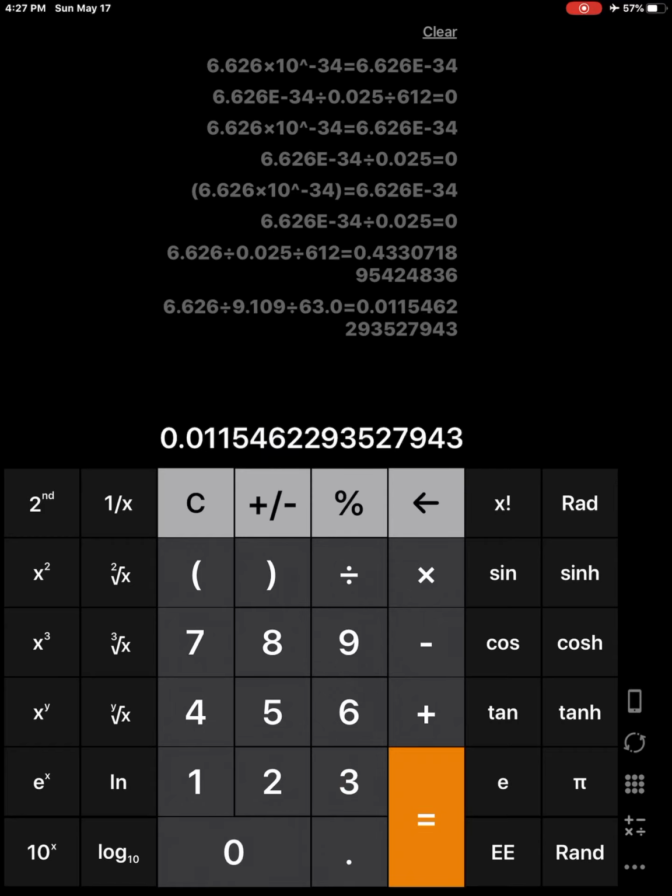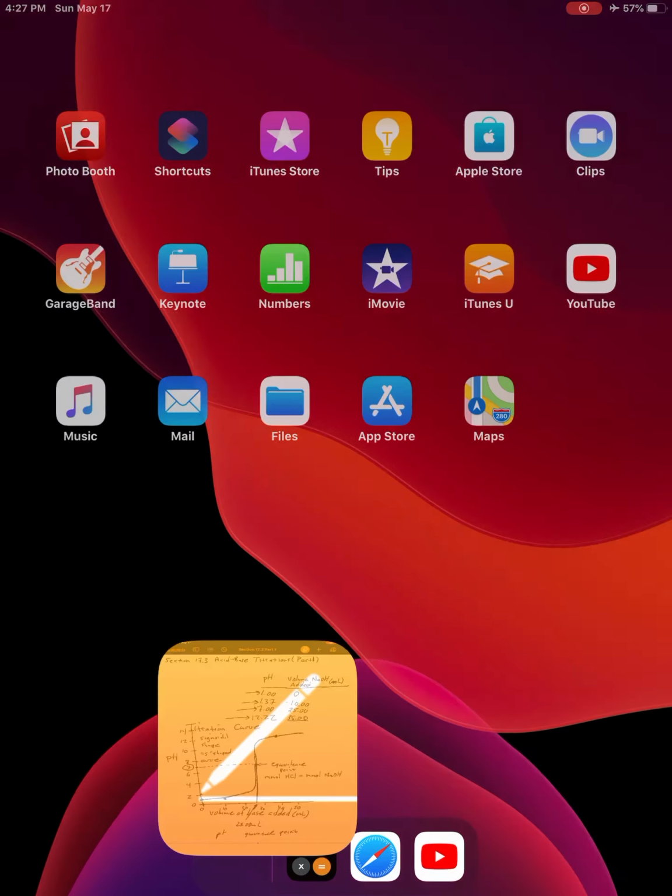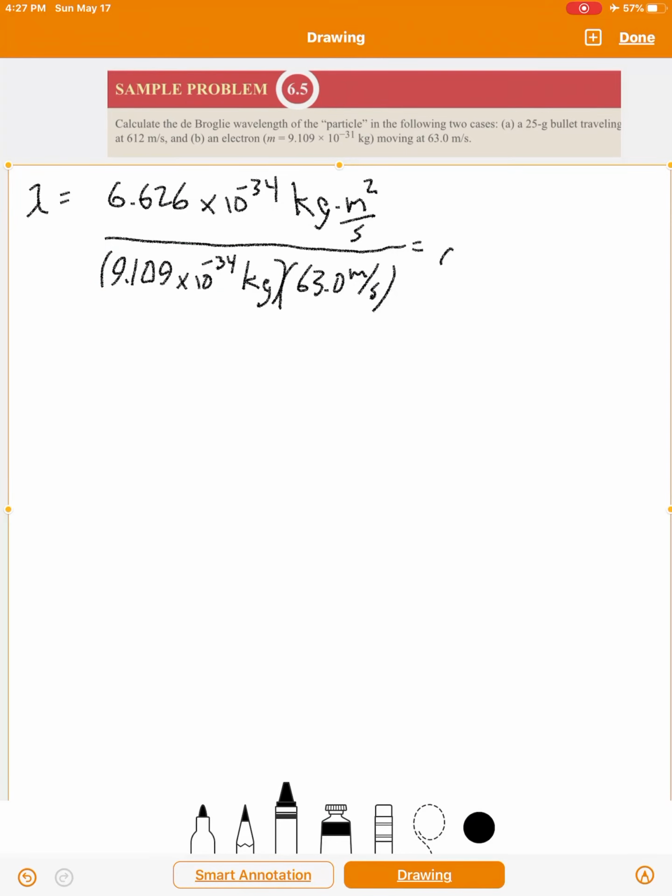And it's 0.0115. But we have this 10 to the minus 34. And oh, I made a mistake down here. This is minus 31 is the mass, not 34. Okay? So here we have two powers of 10 that we have to consider. 10 to the negative 34 divided by 10 to the minus 31.